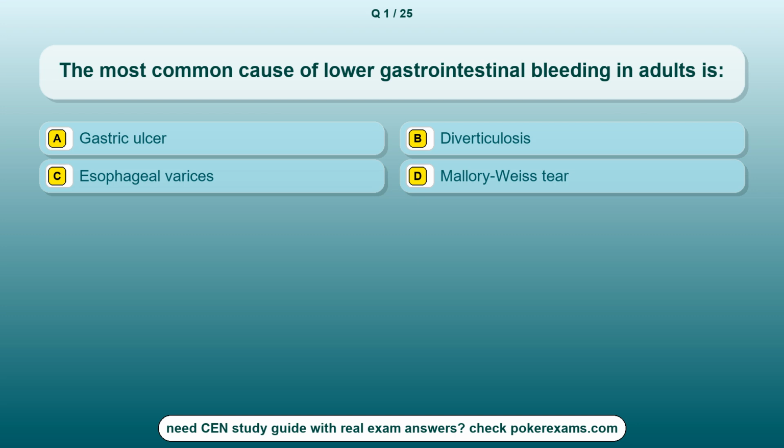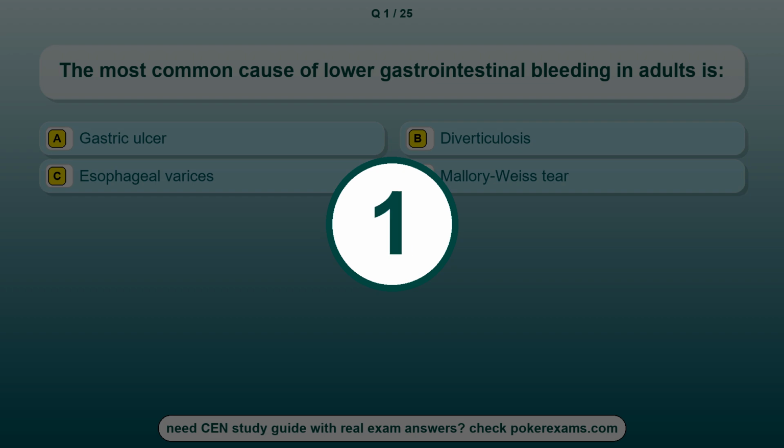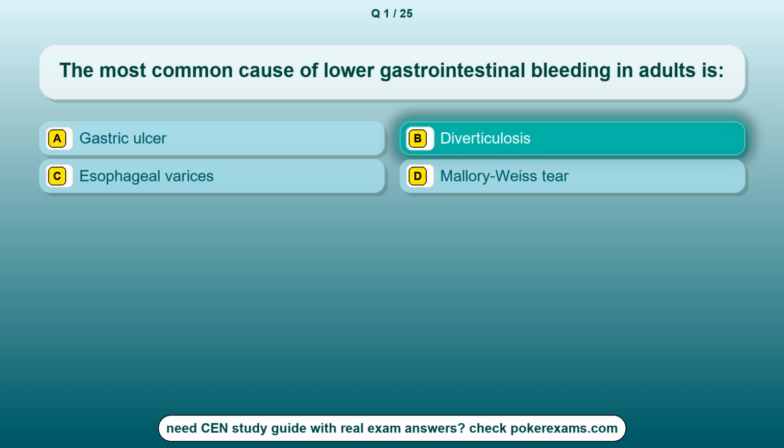Question 1. The most common cause of lower gastrointestinal bleeding in adults is Option A. Gastric ulcer. Option B. Diverticulosis. Option C. Esophageal varices. Option D. Mallory-Weiss. The correct answer is option B.